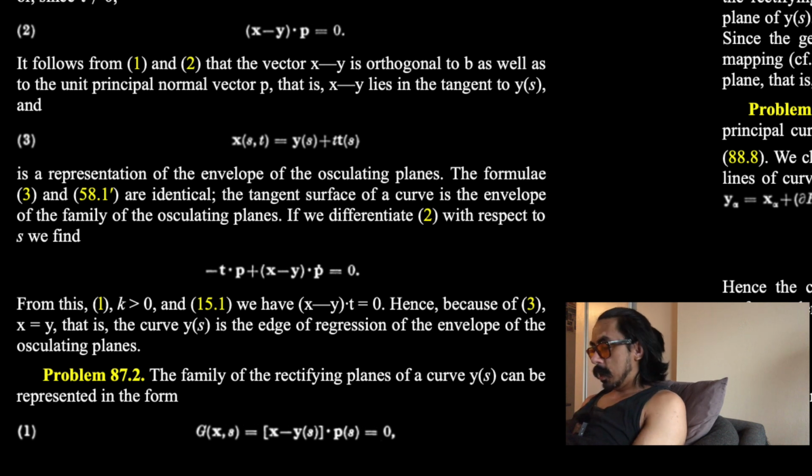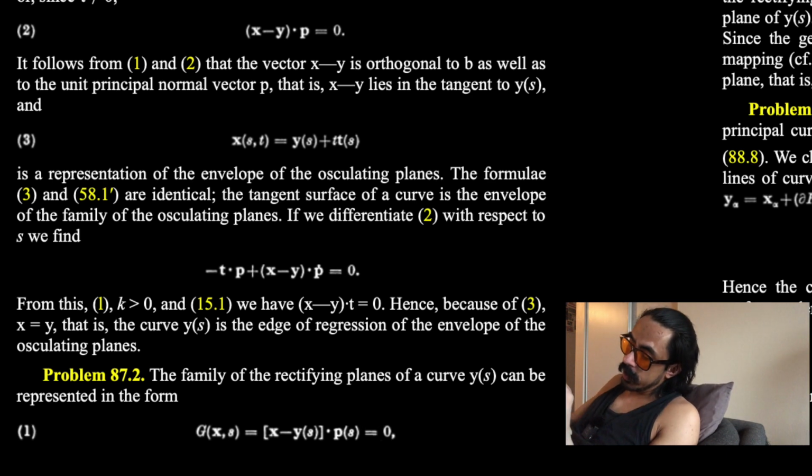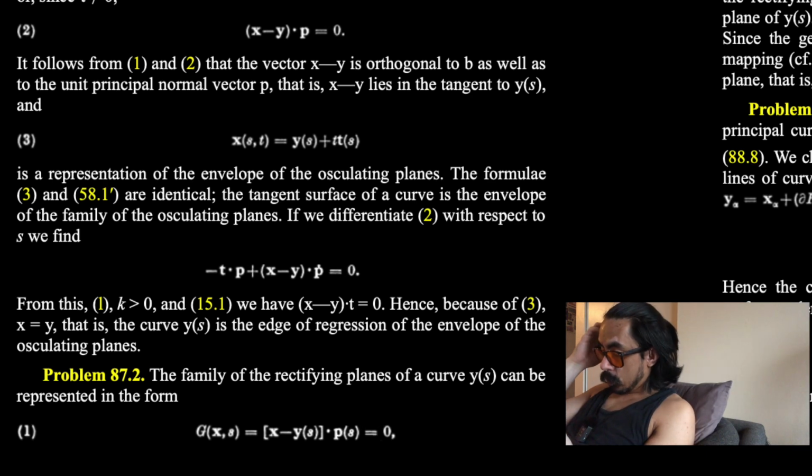From G = 0, from kappa being greater than 0, and from the formulae of Frenet, we have that (x − y) · t = 0. Hence, because of the ruled developable surface relation, which is the third expression in this proof, x is equal to y. That is, the curve which is given by y(s) is the edge of regression of the envelope of the osculating planes.